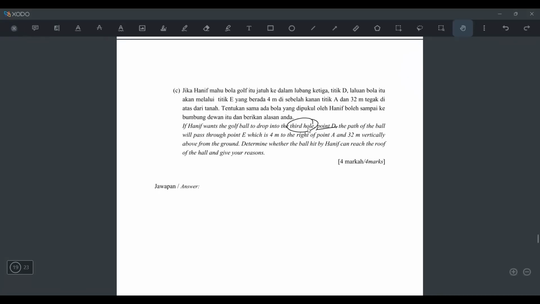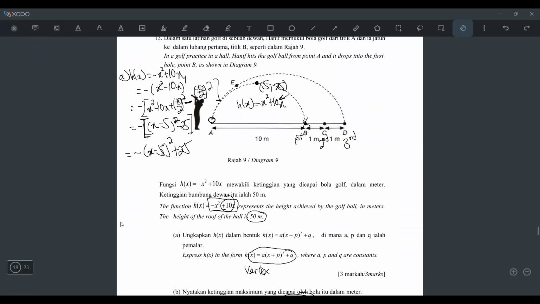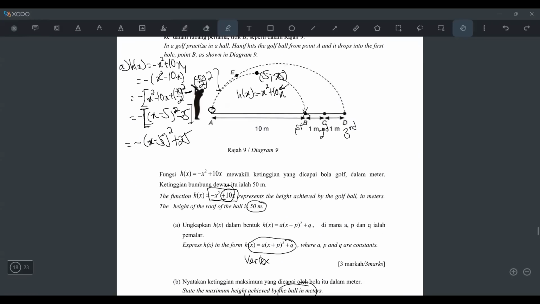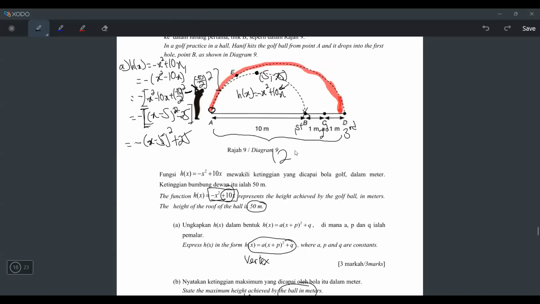Okay, let's read again. If Hanif wants the golf ball to hit the third hole, so the third hole is point D. Let's highlight it. So the third hole is here. So this is the movement of the ball this time. It goes up like this. So now the distance is not 10 meter anymore. It's 12 meter already. And the quadratic curve equation, I cannot use this already because this equation is for the small one. This one is like way bigger.